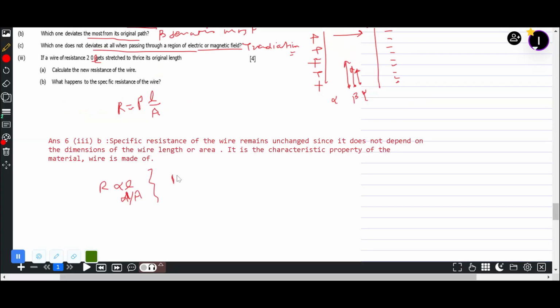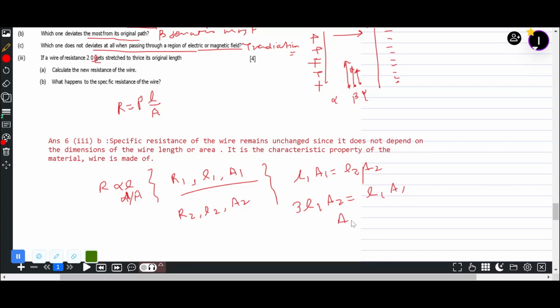So we will write R1 as the first resistance in the first scenario, L1 and A1 were the properties in the first scenario, and in the second one we have R2, L2, A2. Now you know the wire remains the same, there is no change in volume, so L1 A1 will be L2 A2, and L2 is 3 times L1. So 3 L1 A2 is equal to L1 A1. So A2 is equal to, L1 gone, A2 is equal to A1 over 3.